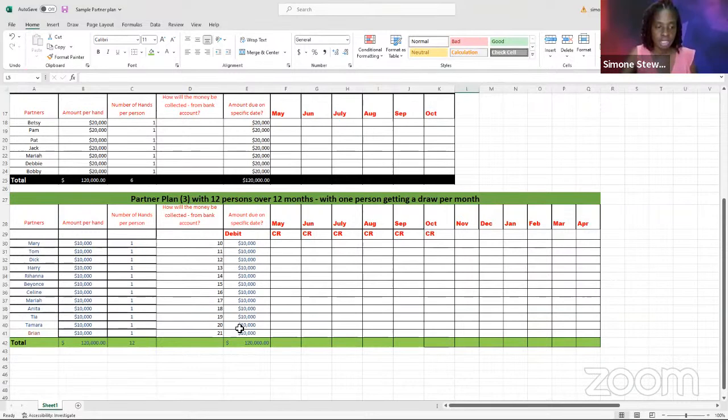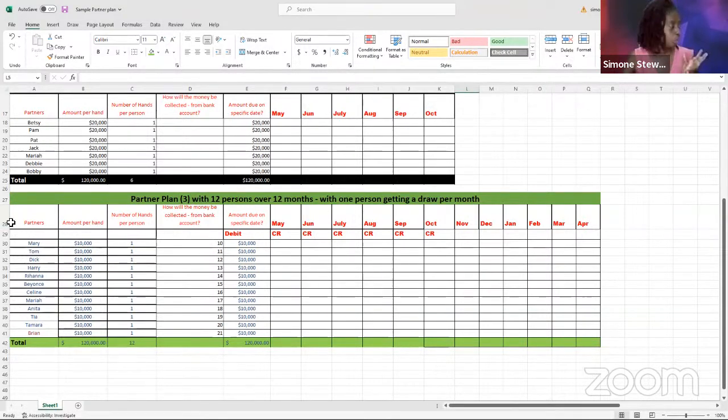Now, if you're looking at my screen, I have here a partner plan with 12 persons over 12 months, with 1 person getting a draw each month. Now, your partner plan needs to be very organized. If you're not organized, guys, you're going to have persons losing their money. You're going to have chaos in the process, and it will not work. So it is something that has to be very structured, right? So it is always good, whether you want to use a pen and paper with a book, or of course, technology is here, guys, use the technology.